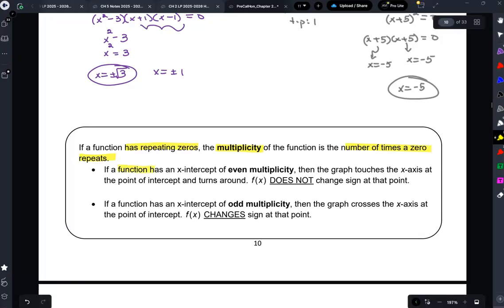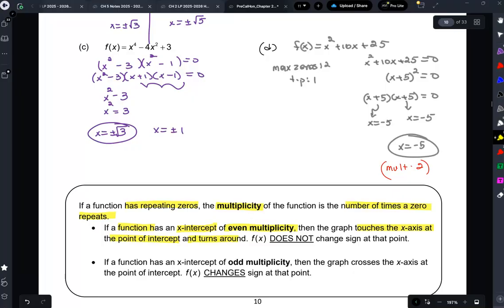If a function has an x-intercept of even multiplicity, so in this case, we would say this has a multiplicity of 2 because it occurs twice. If it has an x-intercept of even multiplicity, then the graph touches the x-axis at that point and turns around. What do we mean by that? So take a look at this, okay? How would we graph that?